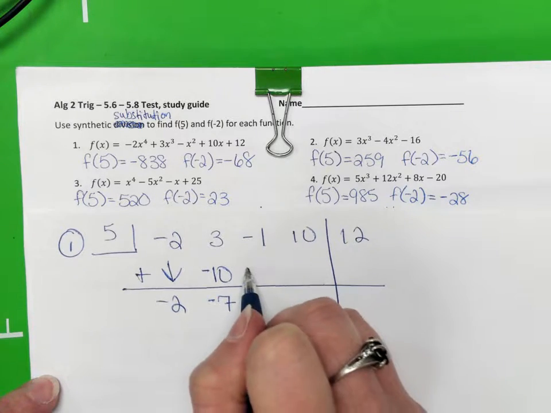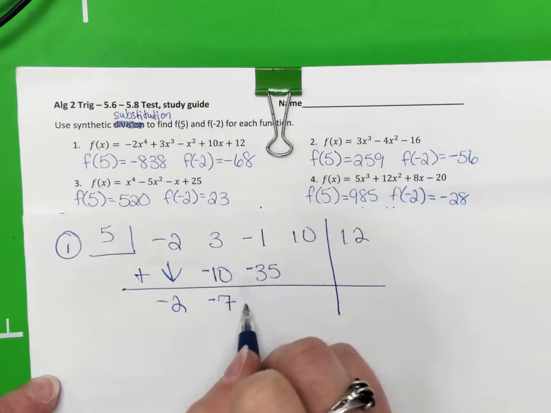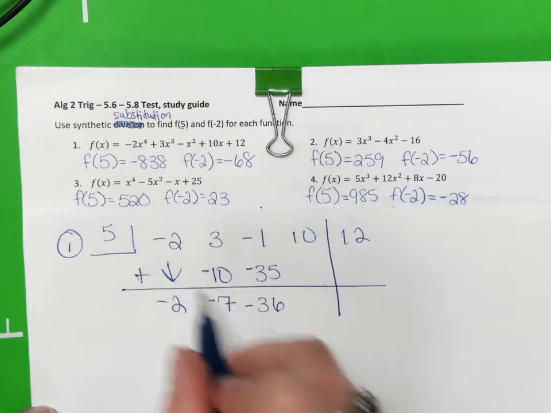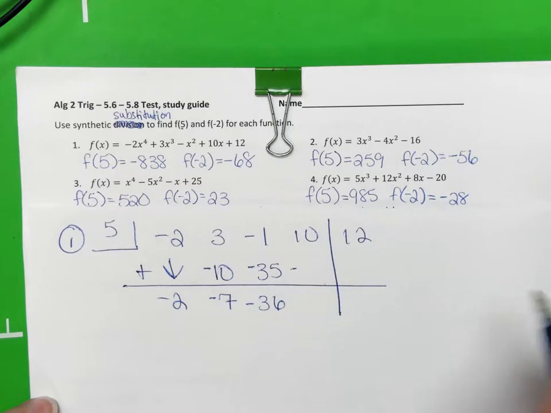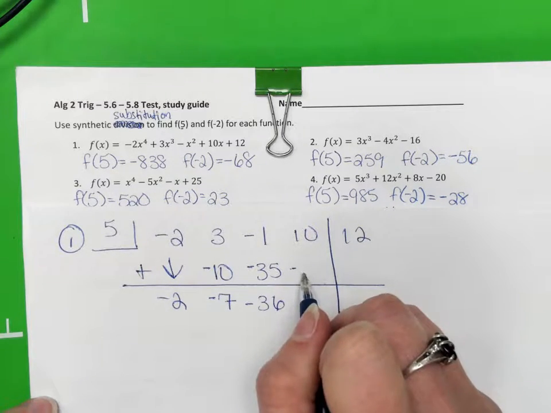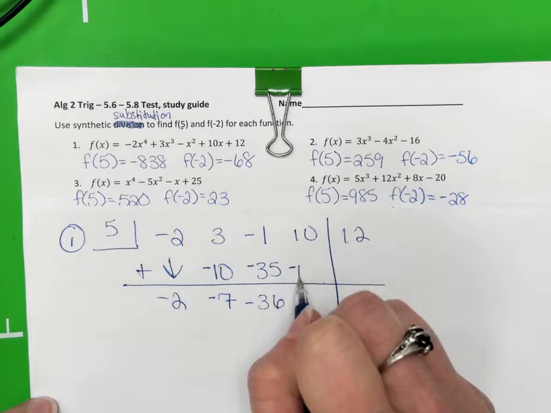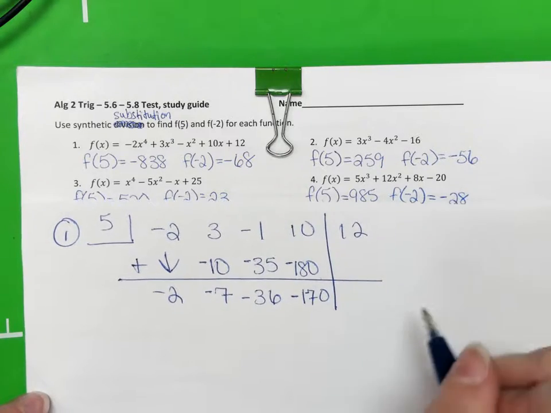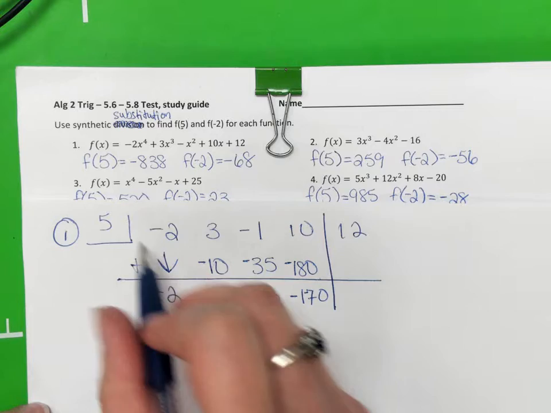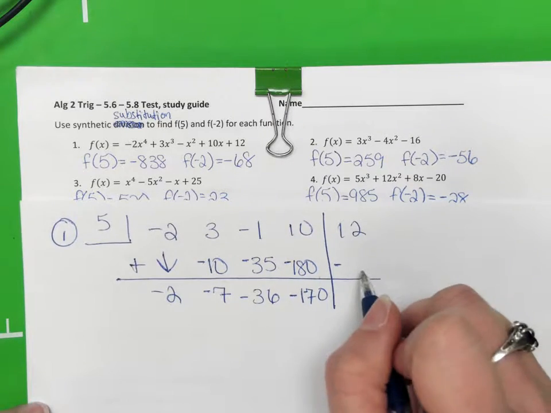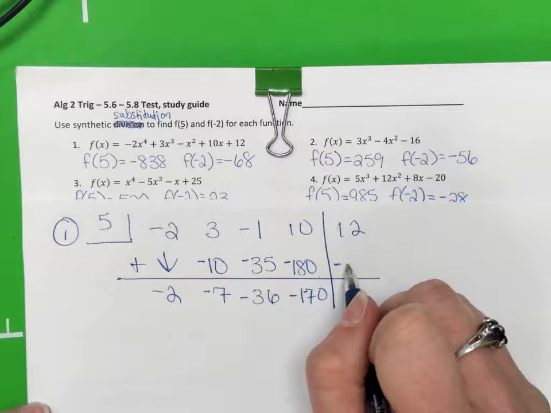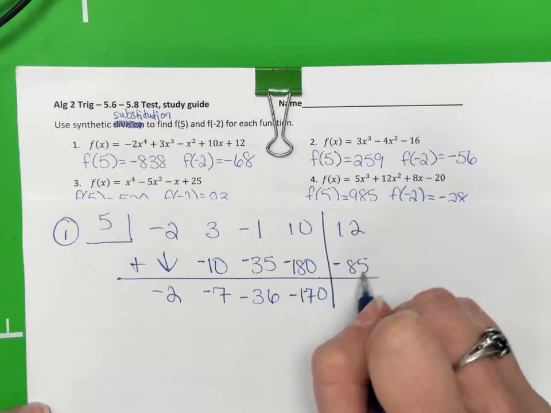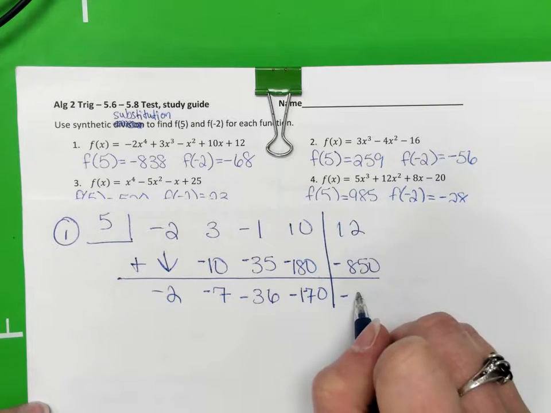Multiply 5 times -7, and you get? Add them, you get -36. Multiply 5 times -36. How much is that? That's a big number. I got -180. Okay. All right, add them, and you get -170. Multiply 5 times -170. And how much is that? -850. Add them, and you get how much? -838.